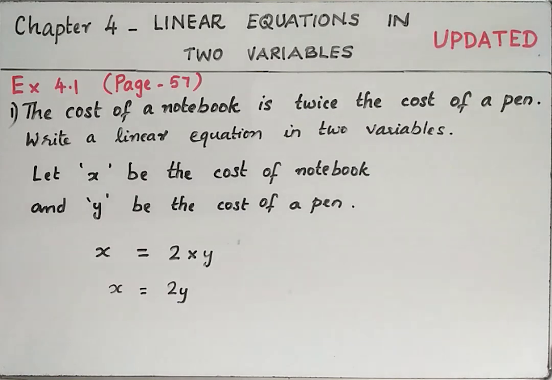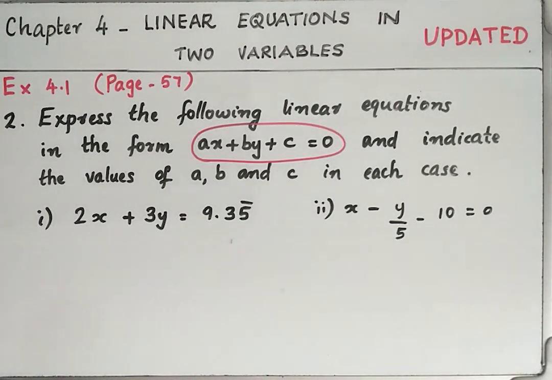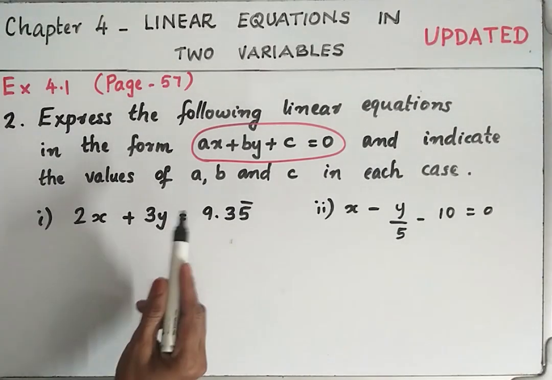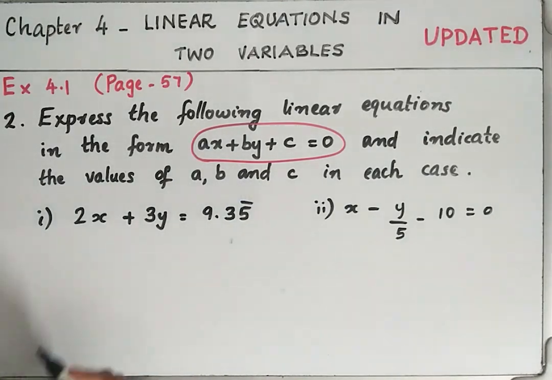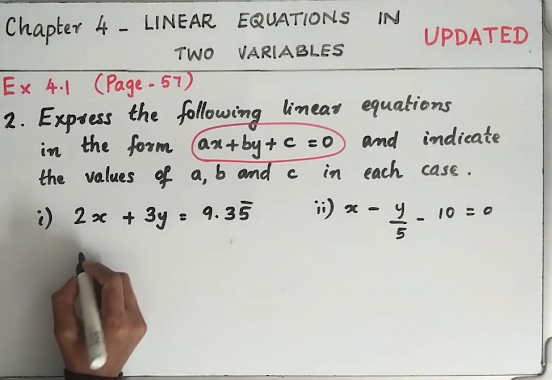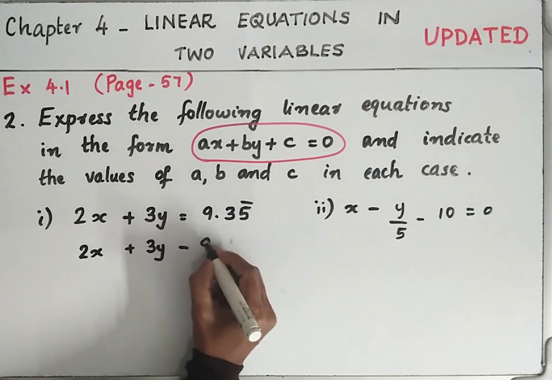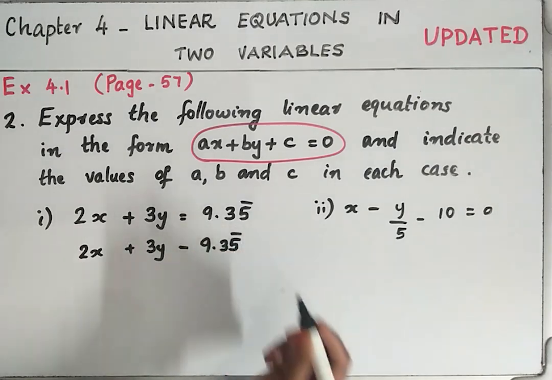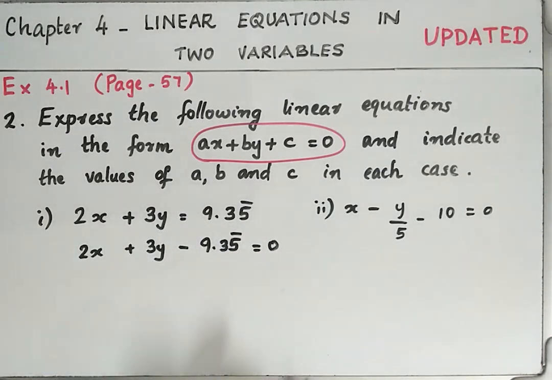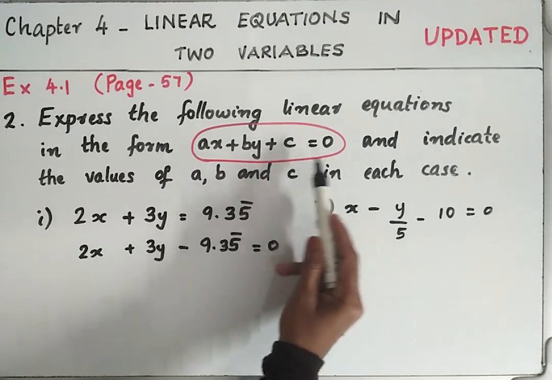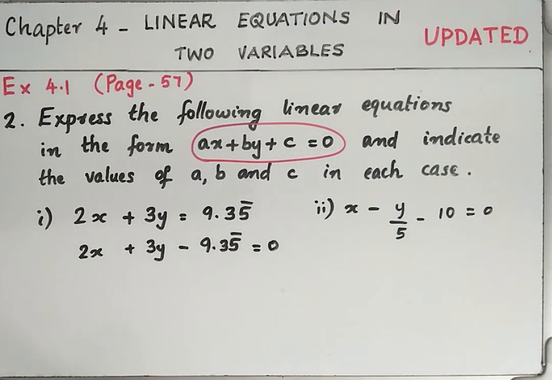Let's move to the next question. Our second question is, express the following linear equation in the form of ax plus by plus c equal to 0 and indicate the values of a, b and c in each case. See here, a, b and c are the constants. So here we can rewrite this one as 2x plus 3y minus 9.35 equal to 0, because the right side of this linear equation is 0. So that way we have to arrange it.